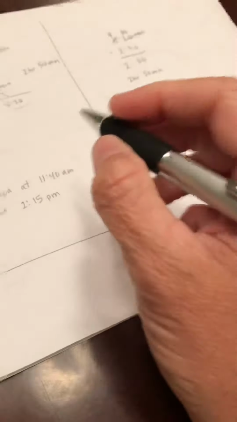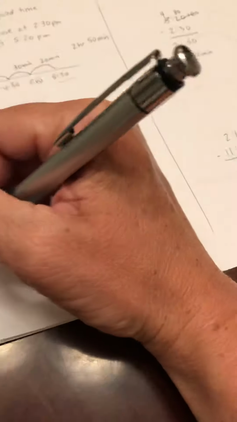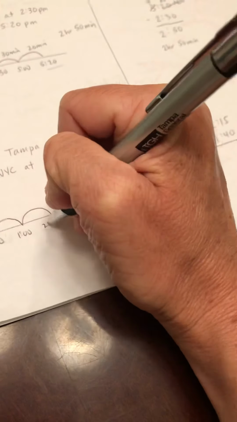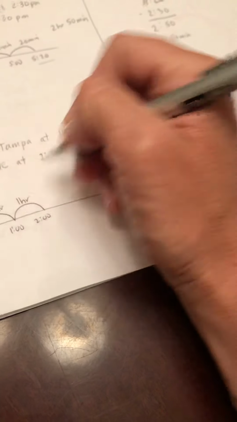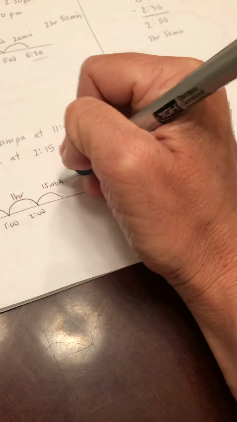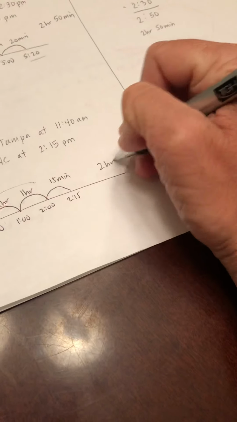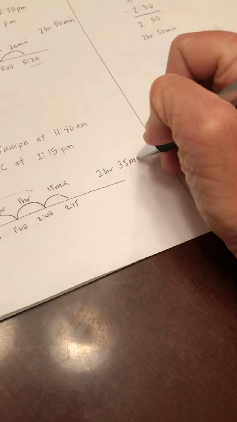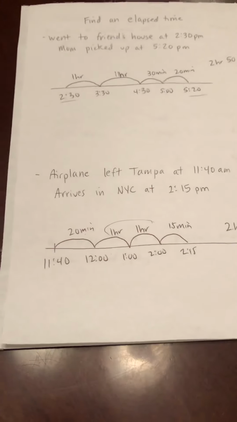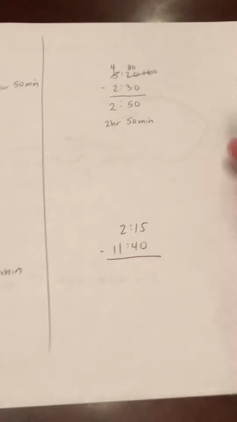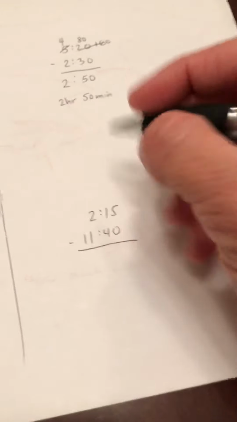All right, so let's count on. So if I started at 11:40, I'm going to count on to 2:15. So it's going to take me 20 minutes to get to 12 o'clock. I can count on 1 o'clock, 2 o'clock. Okay, this is an hour. This is another hour. And I'm going to go to 2:15. It's going to be 15 minutes. Okay, so how much time is that? 2 hours and 20 plus 15 is 35 minutes. Okay, not too difficult. Count it on chunks of time. You could also count backwards, but it seems a whole lot easier to count forward than it is to count backwards.